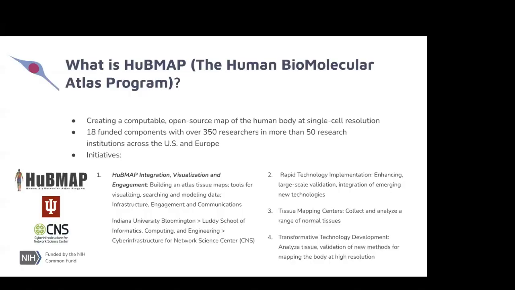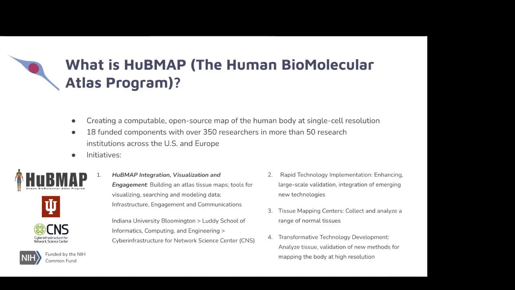So what is HubMap? HubMap is the Human Biomolecular Atlas program where we map the human cell, anatomical structure and the vasculature into a virtual human being where we can just see the integrity of the human body. This project is a computable, open source map of the human body at single cell resolution. It is funded, with 350 researchers in more than 50 research units across US and Europe.